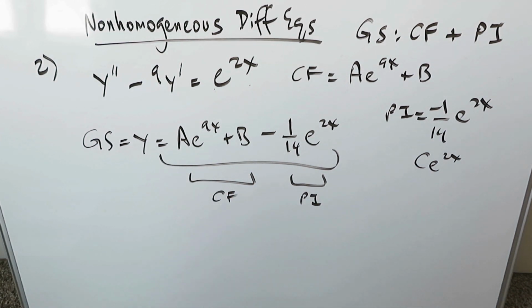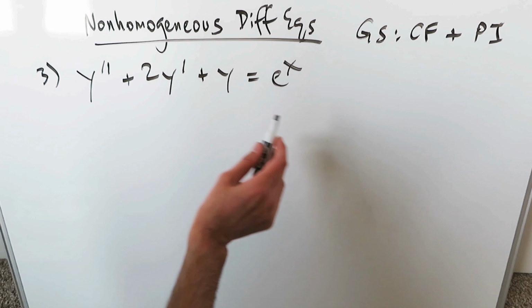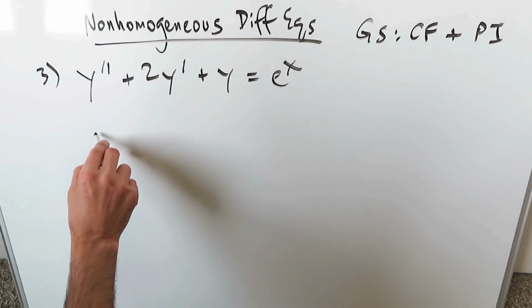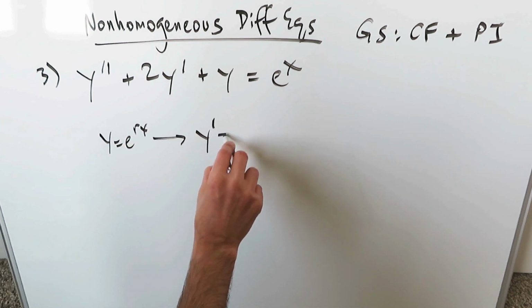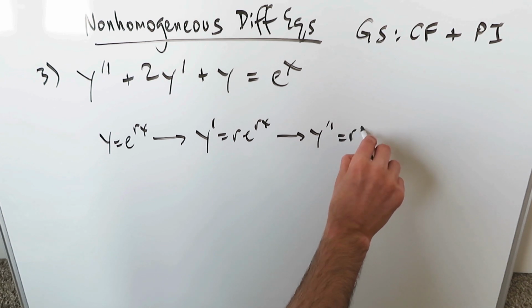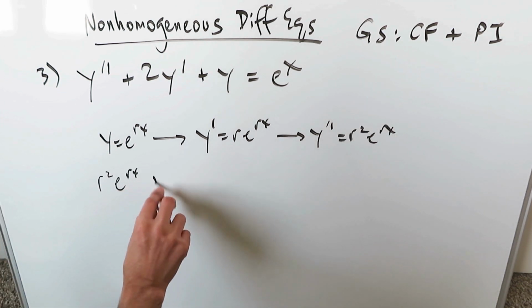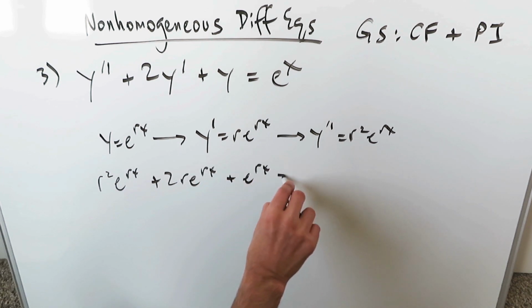Let's look at our last one. This is it. y double prime plus 2y single prime plus y equals exponential. We're going to determine our complementary function first by focusing on this. We're looking over here at y is equal to e to the power of rx. The first order derivative is r e to the rx. Then the second order derivative is r squared e to the rx. You plug away. I have r squared e to the rx plus 2r e to the rx plus e to the rx is equal to 0.